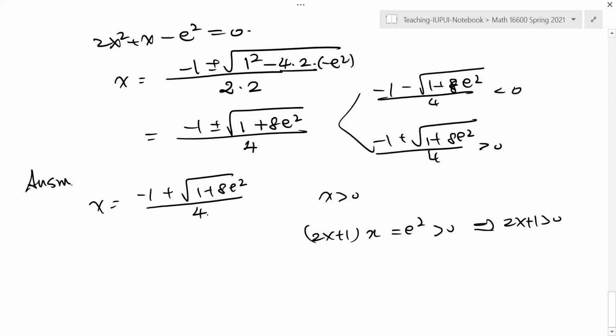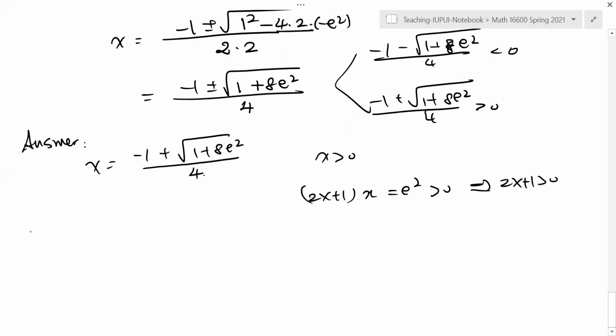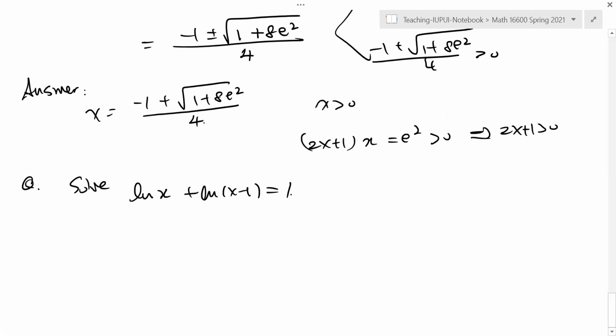So this will be the answer. Okay, so let's solve the next equation. Natural log of x plus natural log of x minus 1 equals 1. It's similar here. At the end you have to double check the answer. We use the same idea to solve the problem.